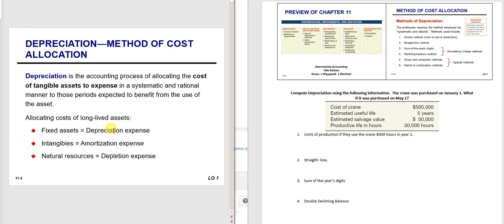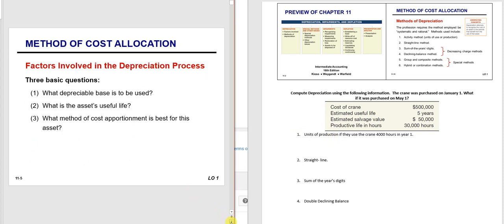Little definition, fixed assets, we say we depreciate them. Intangibles, we say we amortize them. And natural resources, we say we deplete them. All of them are figured very similarly. So I'm probably not going to spend a whole lot of time on amortization and depletion. I believe you might have a problem on depletion, but amortization is almost exactly like straight line depreciation, and natural resources depletion is almost exactly like units of production depreciation. So the format is pretty similar.